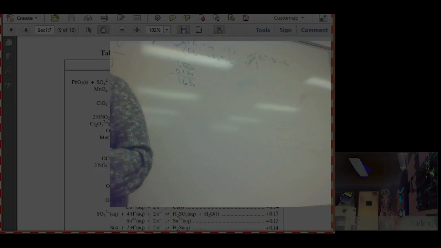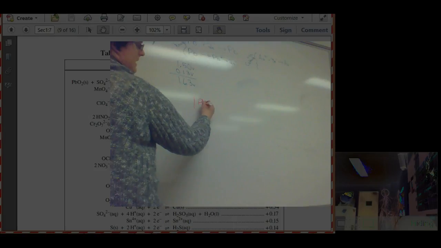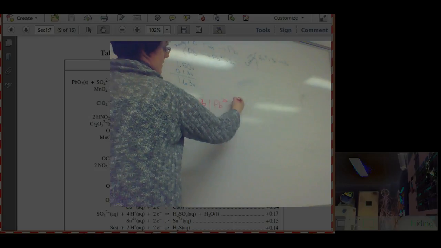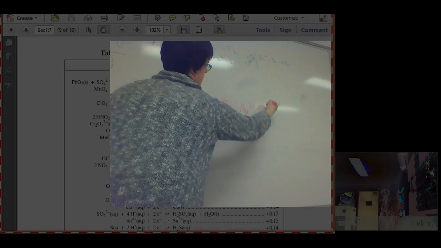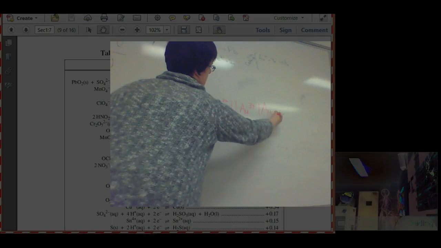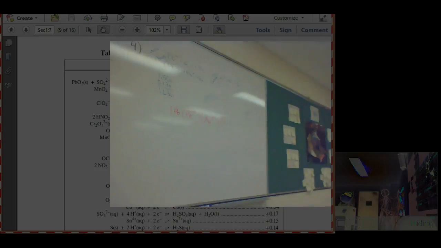It didn't ask for a cell notation. Okay, so you have your oxidation, which is lead to Pb2 positive, double line, Au3 positive to Au. Okay, so start off with the substance that's losing the electrons. Show what's made after it's lost. Show where the electrons go. And then the last thing in the cell notation is what forms as a result of gain of electrons. Onward to here.